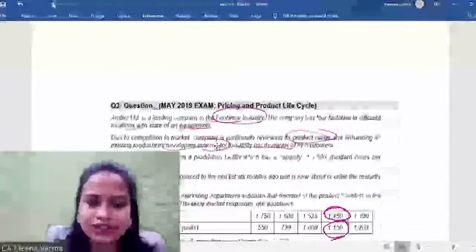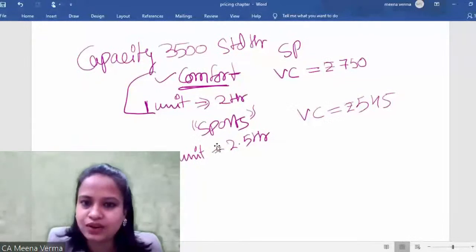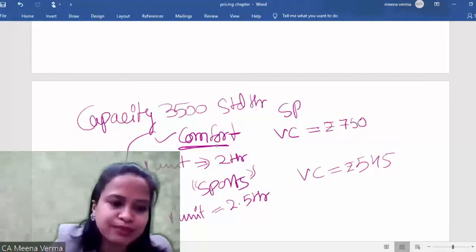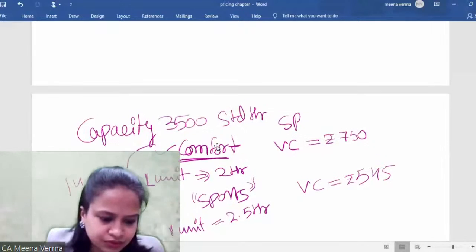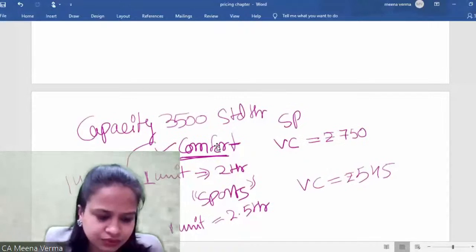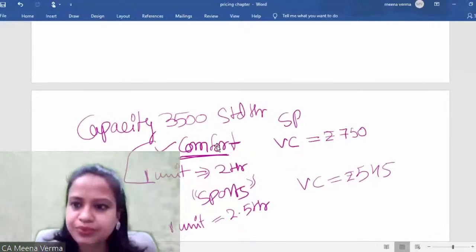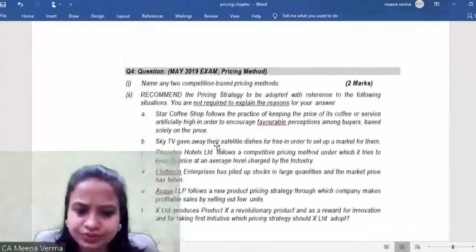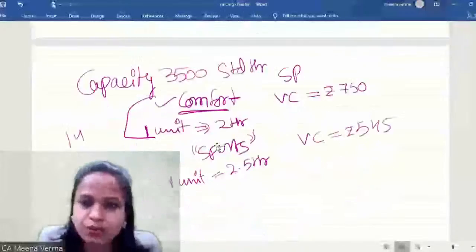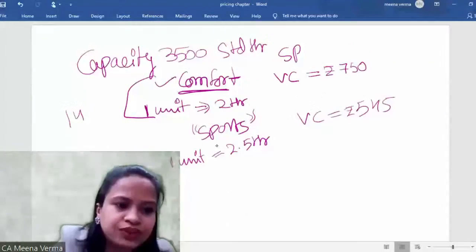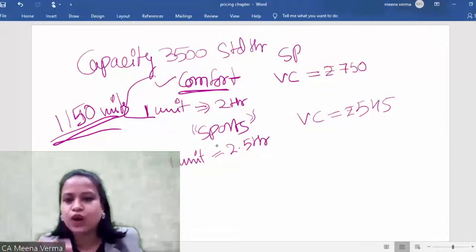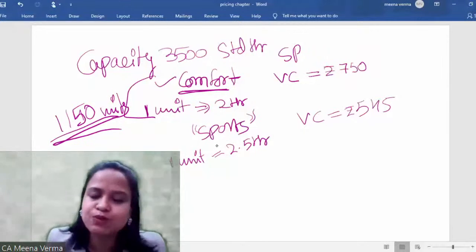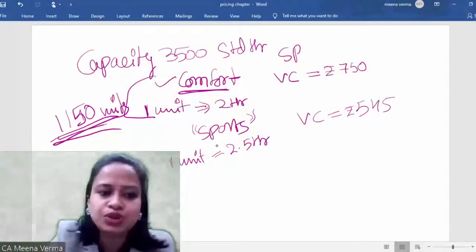Now first you calculate whether they have spare capacity or not. You are producing 1150 units in order to get maximum contribution. At this place, your contribution is maximum. You are producing these units.